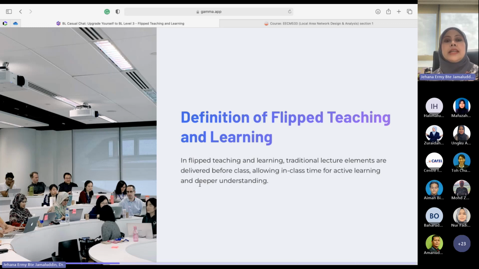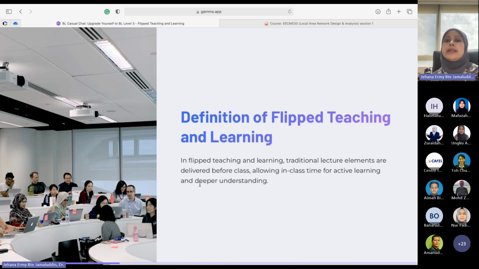By having to study on their own, they need to collaborate, exchange ideas, and exchange inputs in discussion, such that they come to a conclusion. They are being trained to think, and that shall happen outside of the classroom. Why? Because the topic today is flipped teaching and learning.